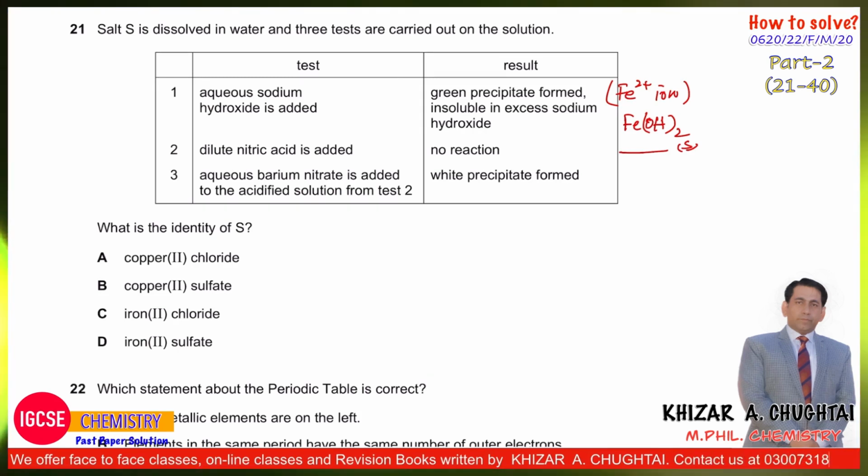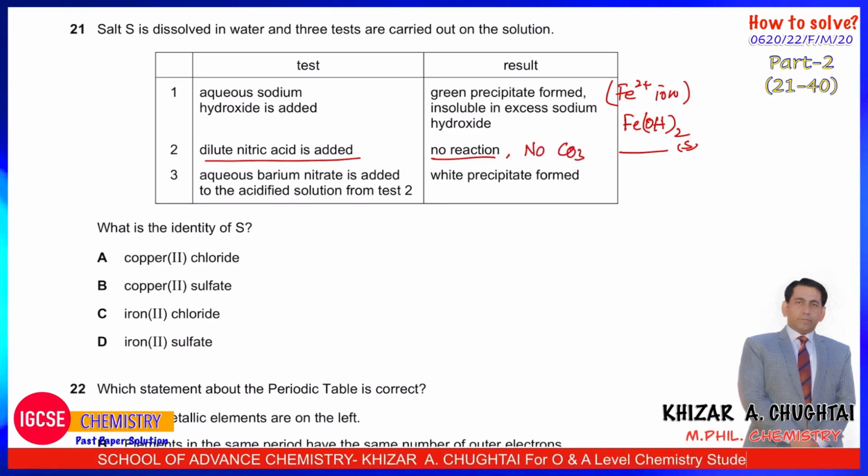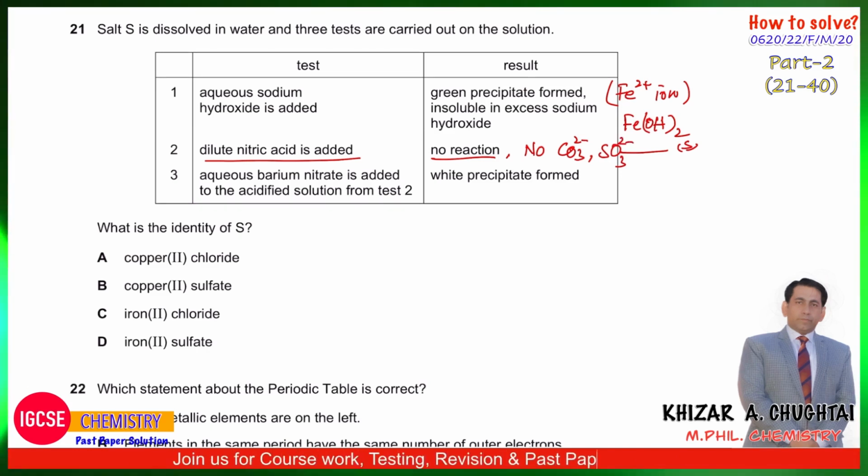Come towards the next one. Dilute nitric acid is added, no reaction. It means that no CO3 2- ions, I mean no metal carbonate ions, are present, or no SO3 2- ions are present. These both ions are not present.